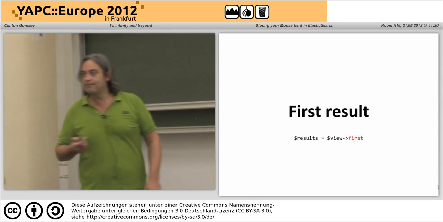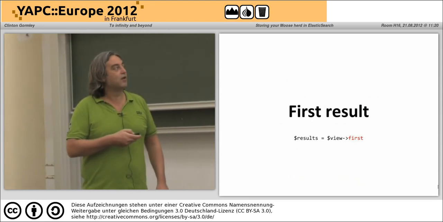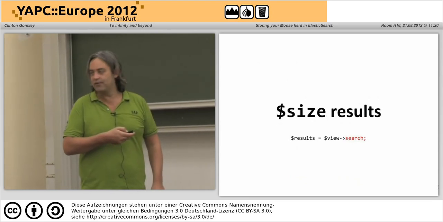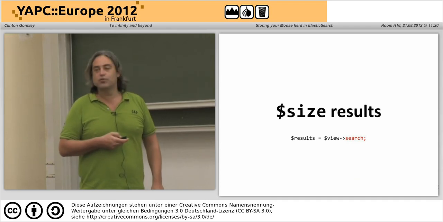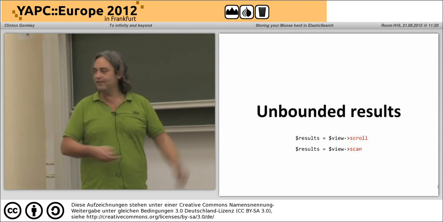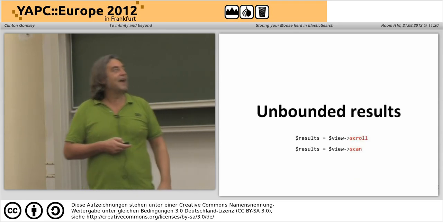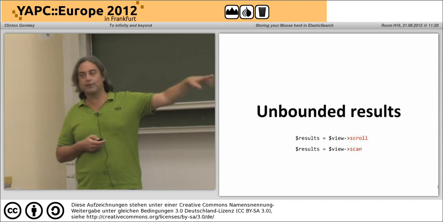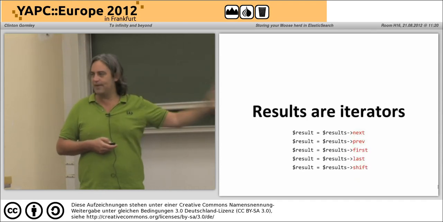To get results, you need to call a method on the view. A method could be first, which gives you the first result, or search, which gives you 10 results by default, but it's a bounded list, a maximum of 10. And you can get unbounded results using scroll and scan. And the difference between that is explained in the documentation.